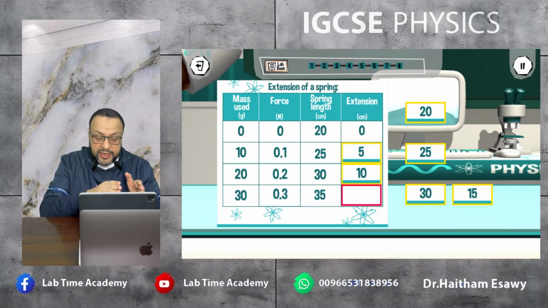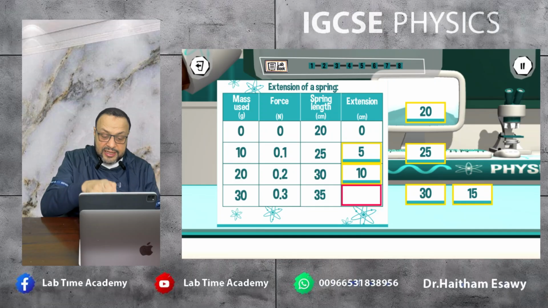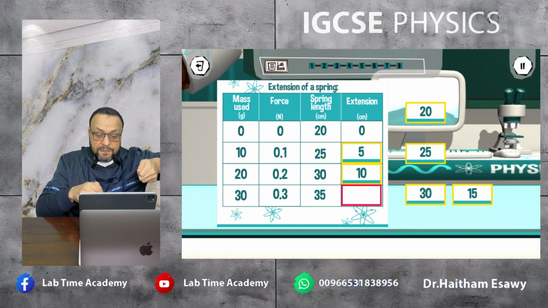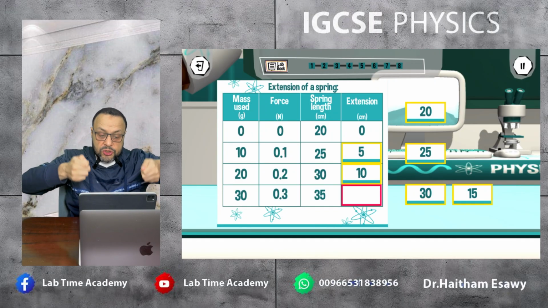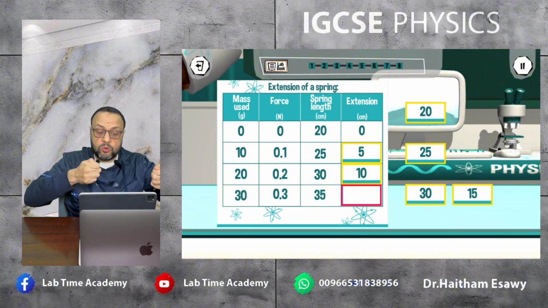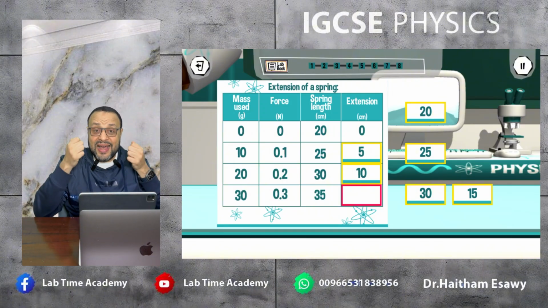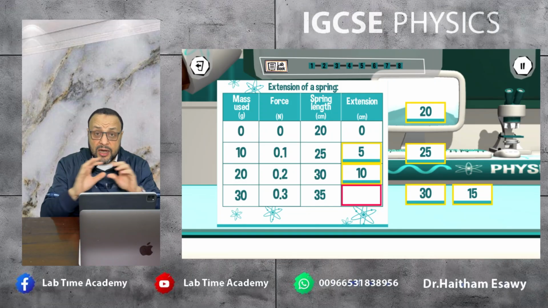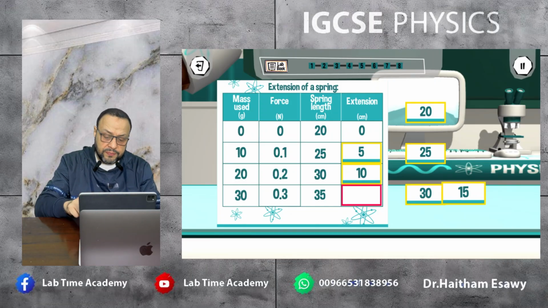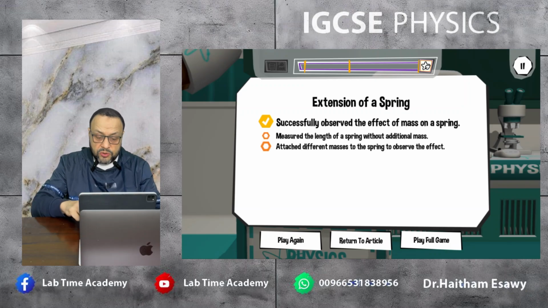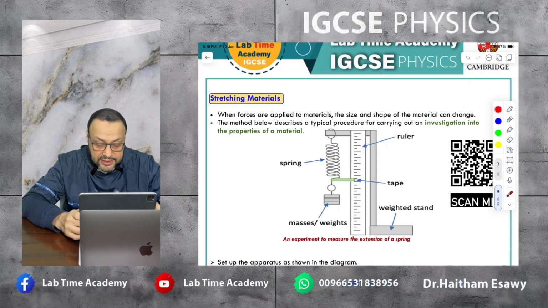Will be 15. So take care about the relation between force and extension. By increasing the force, the extension will increase. So we have directly proportional between force and extension, and this will be Hooke's law, as you will know about it now. So here we have 15. So that's it. This is the experiment as we said.